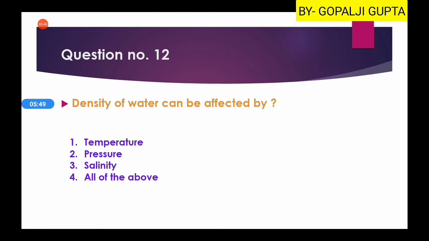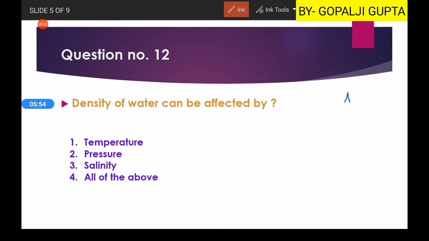Then question number 12: density of water can be affected by. As you know, the density of ideal water, H2O, is 1, but it changes with temperature. As the temperature increases, it gets expanded. As temperature decreases, it gets contracted. So density changes with temperature. Then pressure also affects the density. As we increase the pressure, the molecules become closer and closer, and if we decrease the pressure, molecules are free to move. So pressure also causes the change in density.